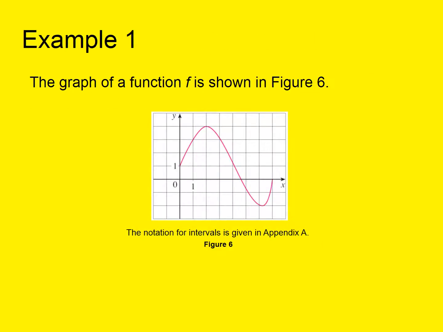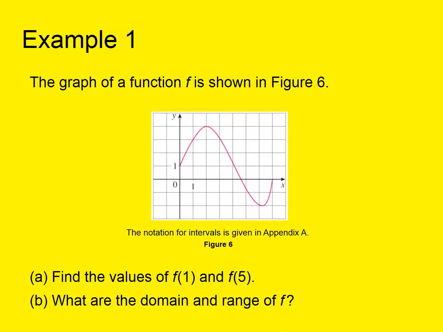The graph of a function f is shown in figure 6. A. Find the values of f of 1 and f of 5. And B. What are the domain and range of f? Okay, so in other words, when x is 1, what is y? And when x is 5, what is y? And those two values of y will be the two answers in part A.